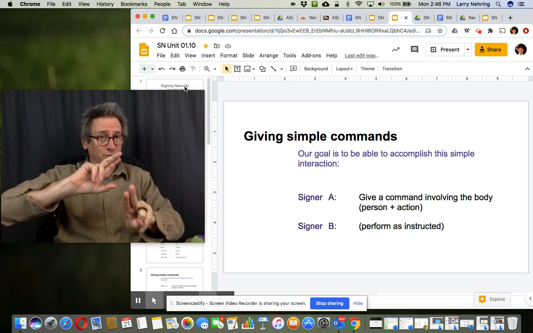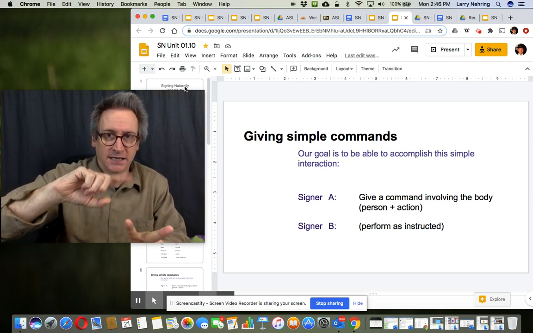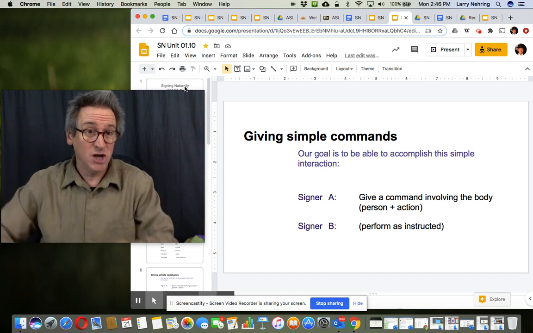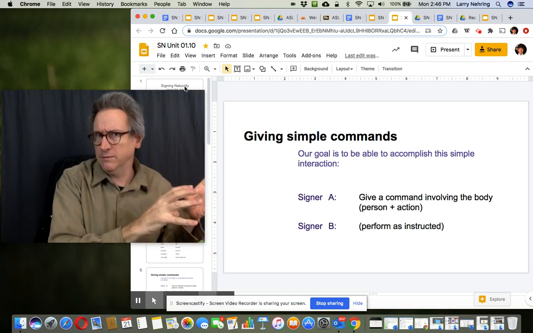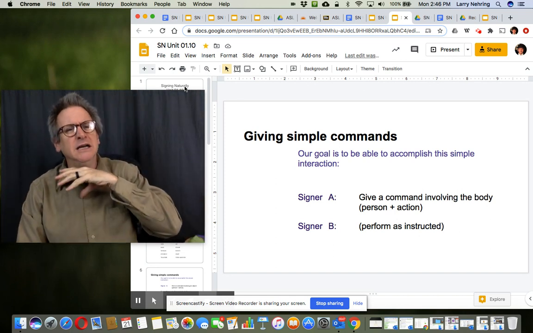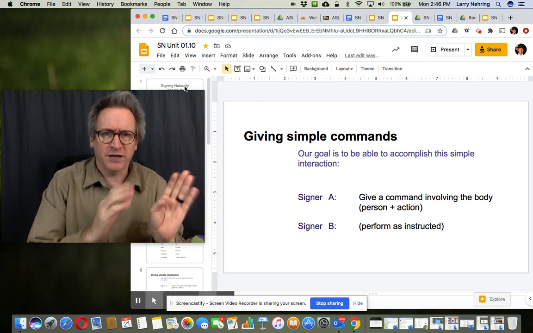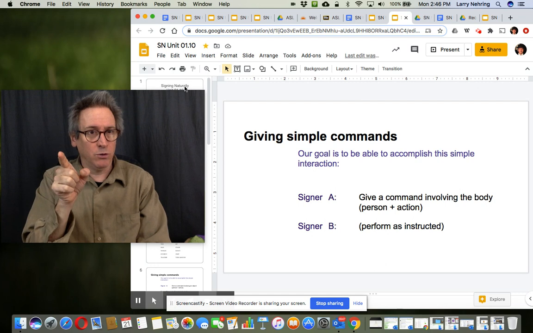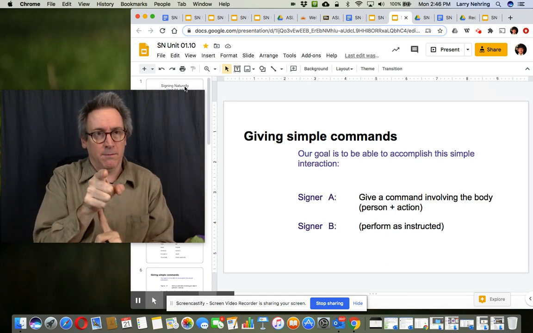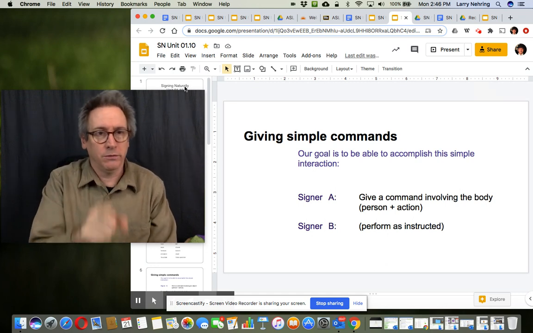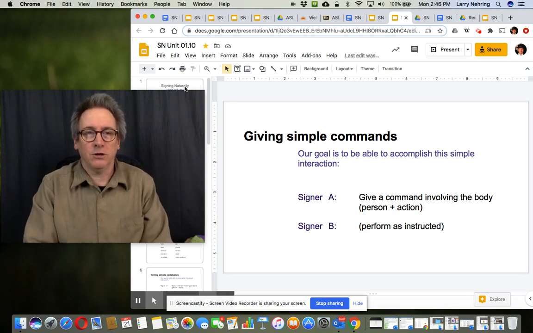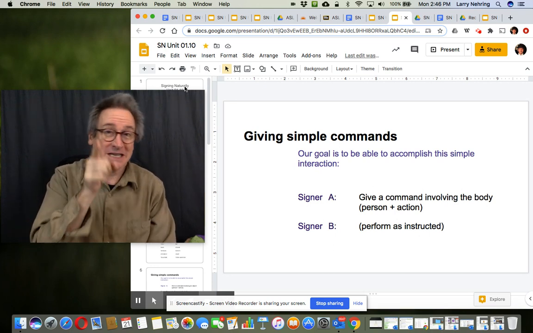So it's going to be about giving a command. Now we're going to look at two different kinds. We're going to look at giving someone a command to do something themselves or a command to do something with an object. Let's look at the command to the person first. So we're going to give a command, person, then action. And then oftentimes we will repeat who we're talking to. So you, go, you.